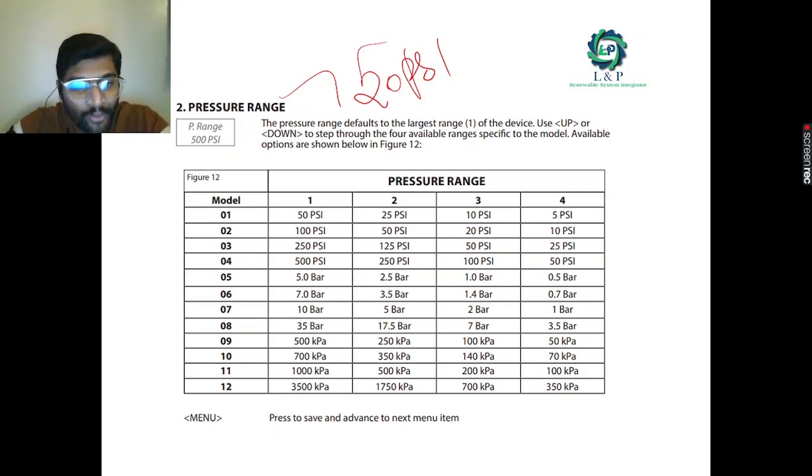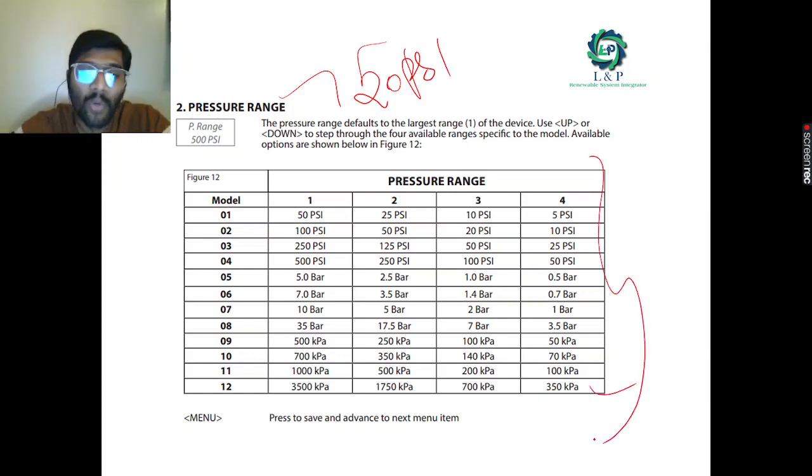If you're going for model number 12, up to 3500 kilopascals you can measure, and you can change your settings with 4 different options from there, starting from 350, 700, 1750, and 3500 kilopascals. So like this, we have different models. Based on the model that you choose, you will have an option to change the pressure ranges.